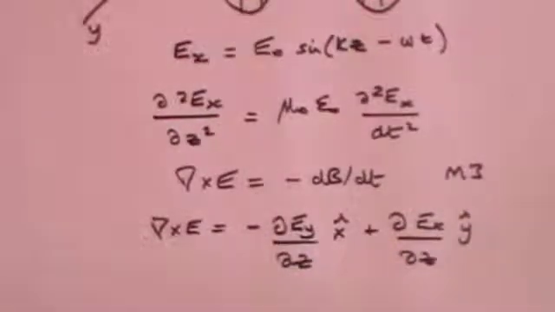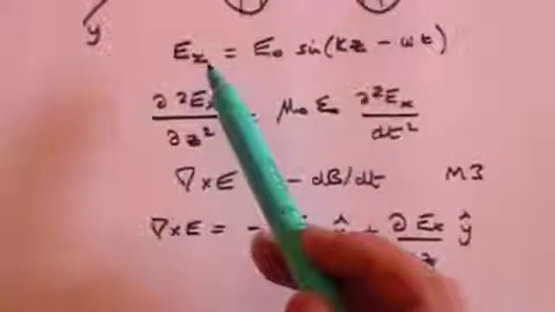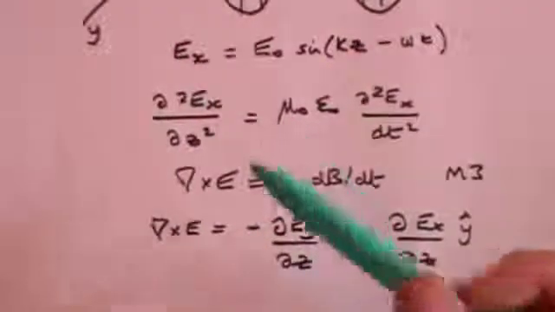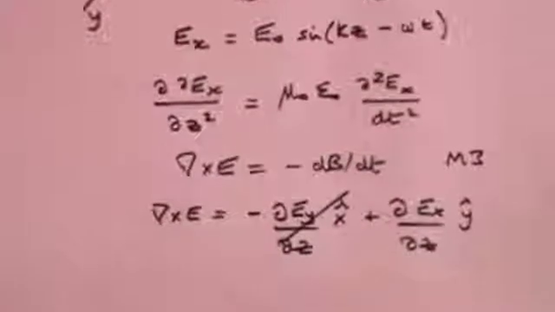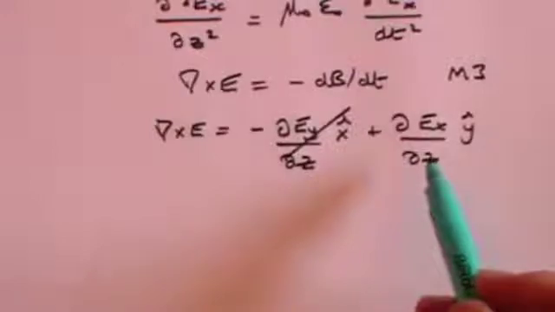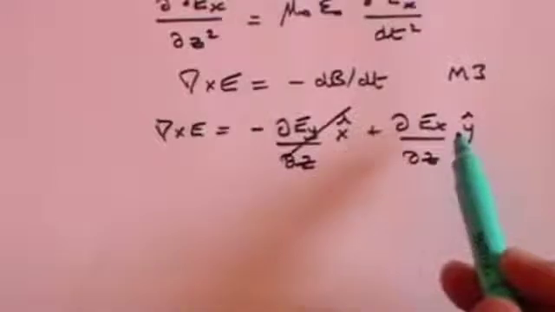Those are the only two terms in the curl that actually have a d/dz term in them. Anything with dx or dy has no value because there's no variation in those directions. But look, we don't have an Ey term, we've got an Ex. The field is only oscillating in the x direction, not in the y direction. So that goes as well. And that means the curl of E is only left with one term, and it's a term which is in the y direction.